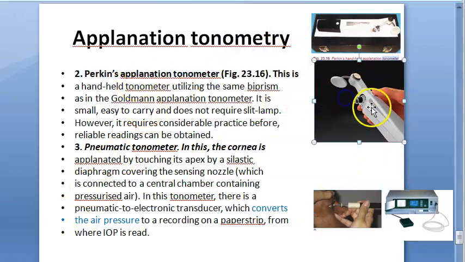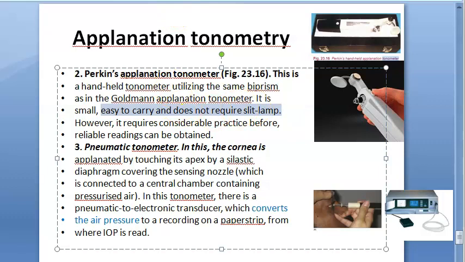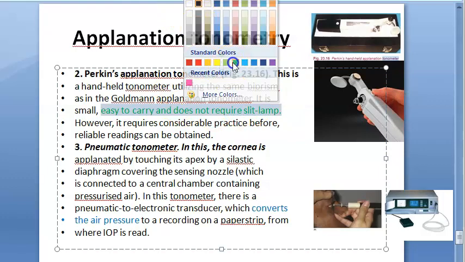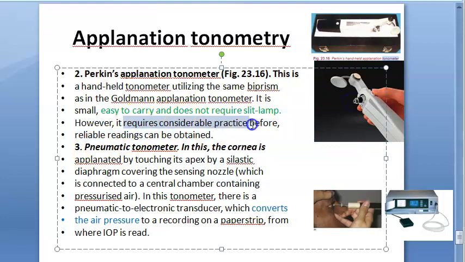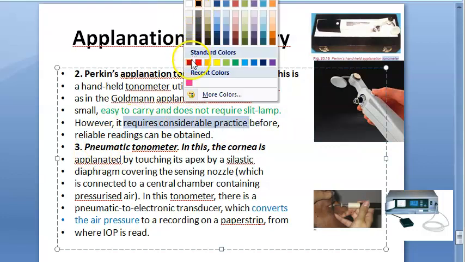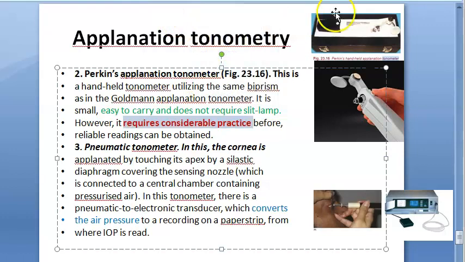Perkin's Applanation Tonometer, you can see it is a handheld tonometer using the same biprism as in Goldmann, 2 prisms, double prism. It does not require slit lamp, so that is an advantage, right? And it is very easy to carry, it looks like. However, it requires considerable practice. So it requires a lot of practice.